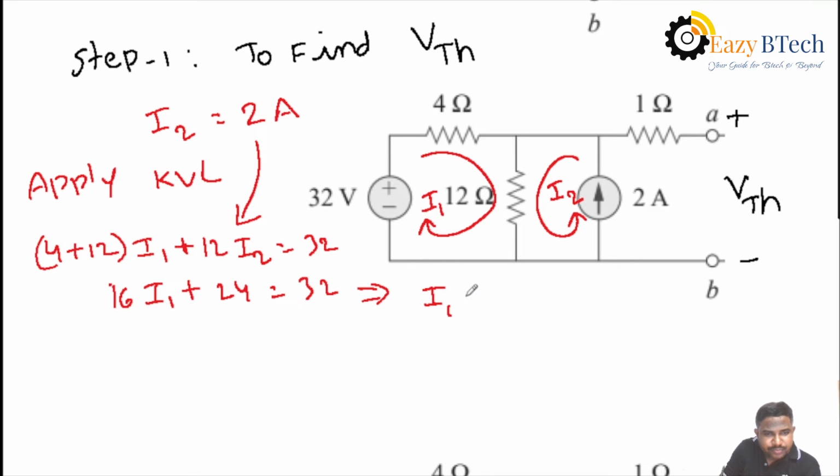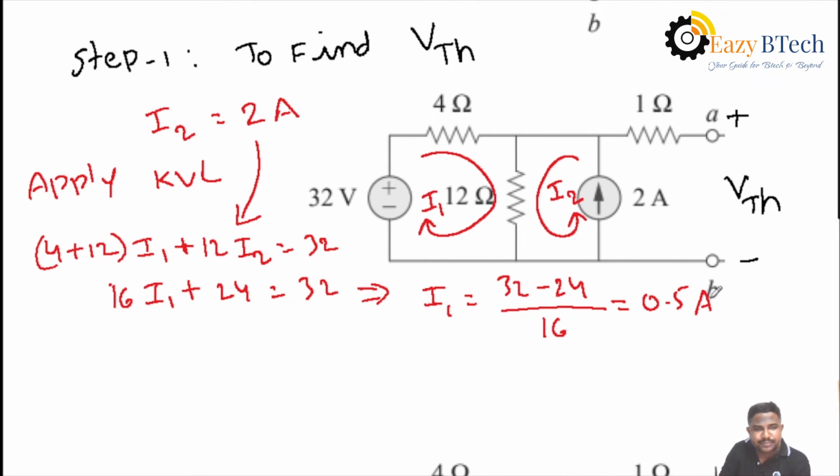From this, I1 equals 32 minus 24 divided by 16. You can solve that value; you will get I1 equal to 0.5 amperes.